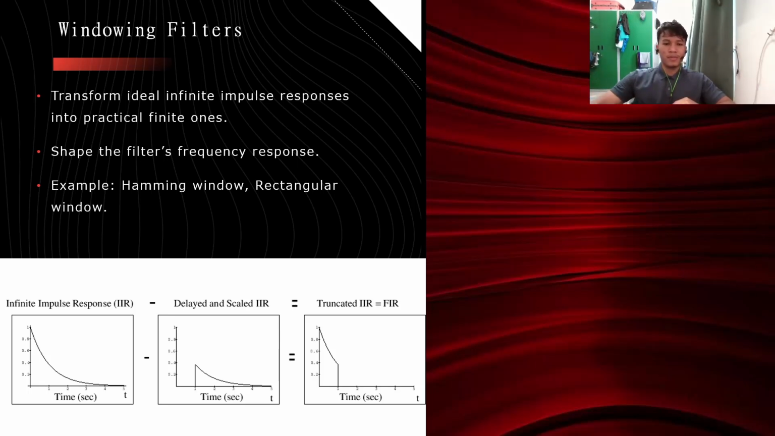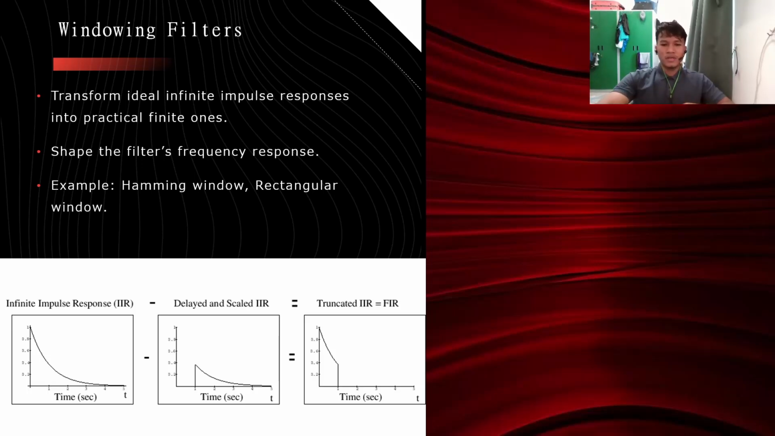Moving on to the second point, windowing filters shape the filter's frequency response. By applying a windowing function, we can modify the impulse response of a filter to achieve specific characteristics, like reducing unwanted oscillation or managing trade-offs between side lobe suppression and frequency resolution. Moving on to the last point for windowing filters, for example, the filters that we chose are Hamming windows and rectangular windows, which are two different approaches to truncating the impulse response, and they offer distinct advantages depending on the application.